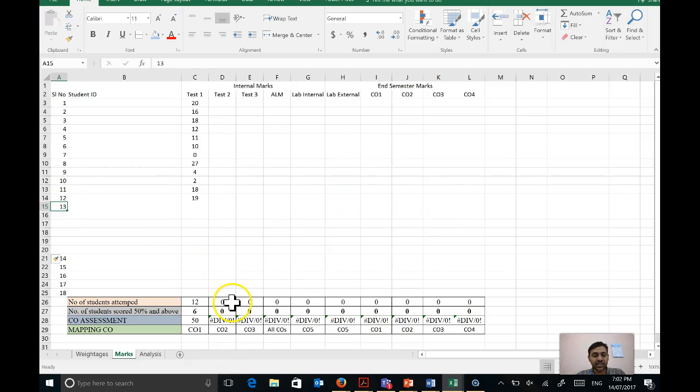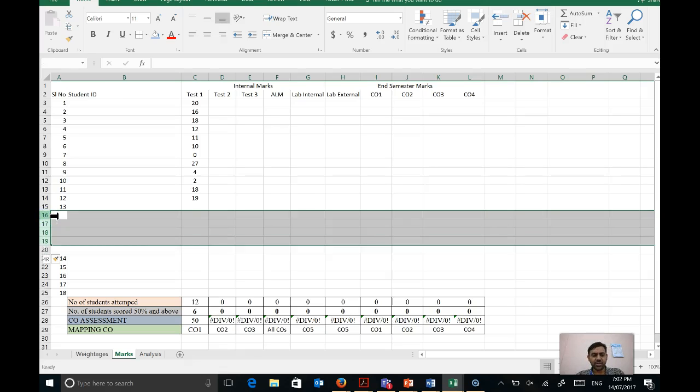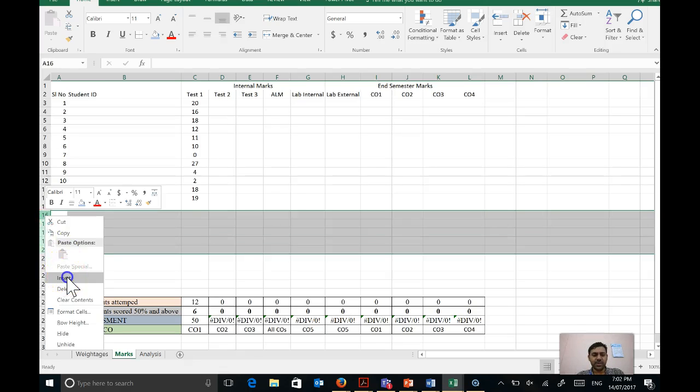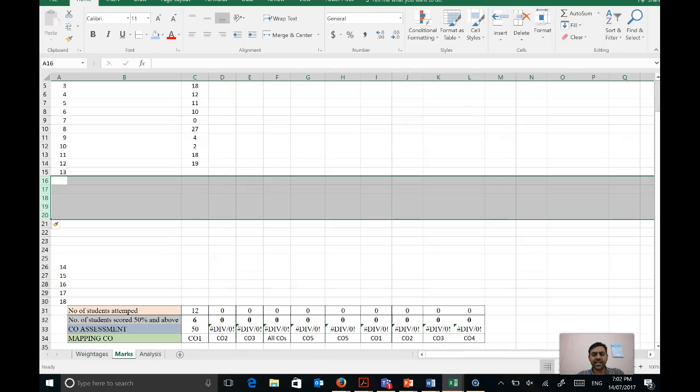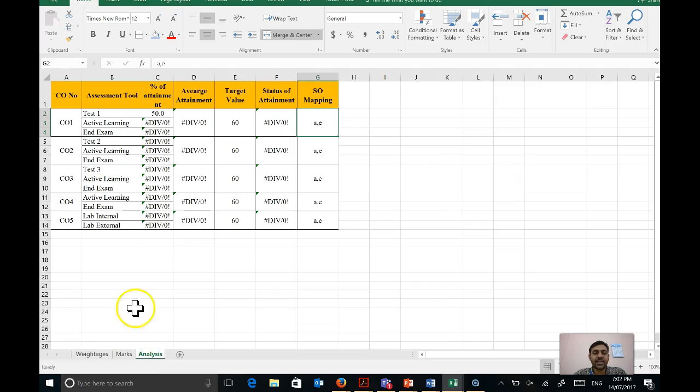Now this sheet has absolutely no problem in terms of the weightages. All you would enter here is the marks. So whenever you need more places, make sure you select some rows and insert. The more you insert, the system will take care of everything. It will know how many people are there, how many have scored 50 and all that. Once this sheet is done, the next sheet automatically pulls up the data and gives you the result.